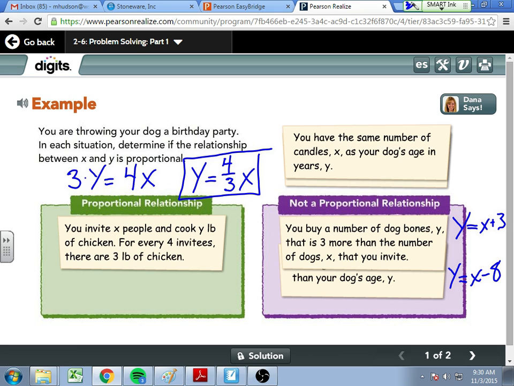But the amount of chicken that you have, actually, wait, you invite X people. It's the other way around. You're going to have 3/4. So this should have been a 3. This should have been a 4. And this becomes 3/4. Because each person will get 3/4 of a pound.